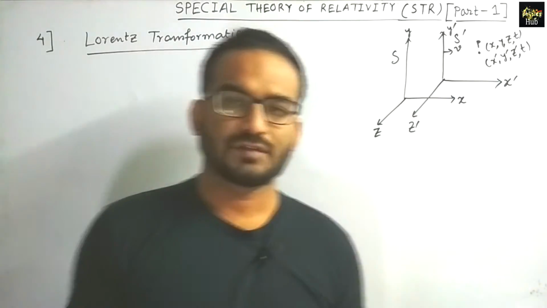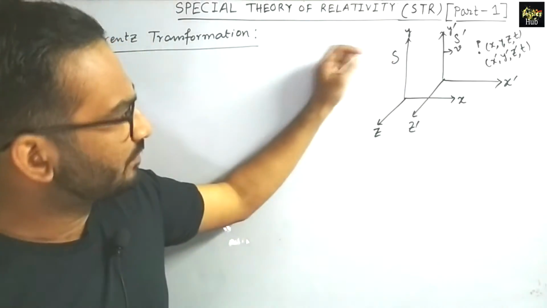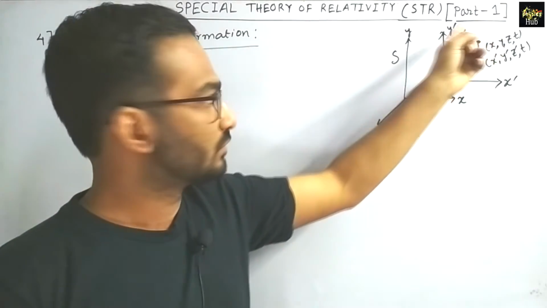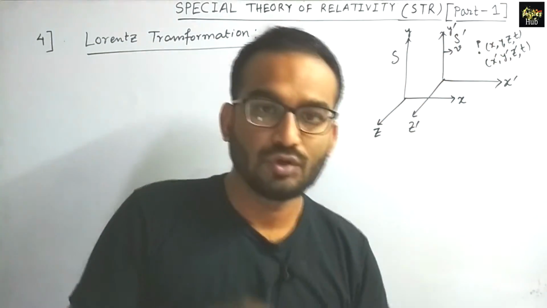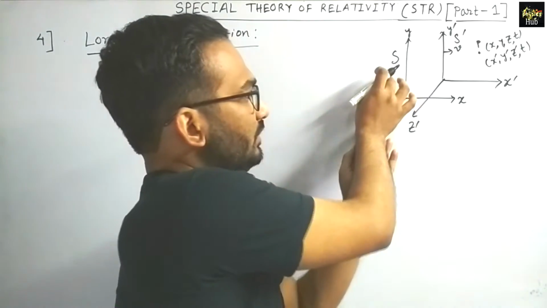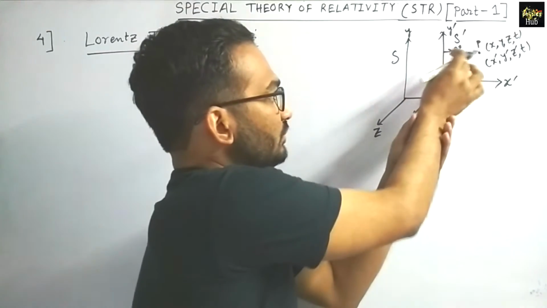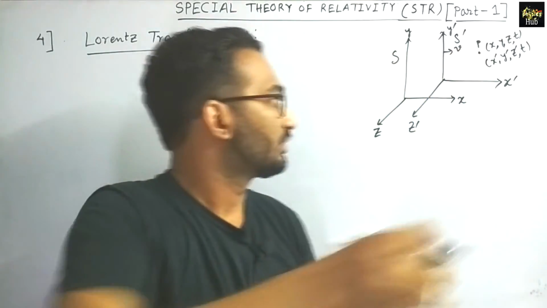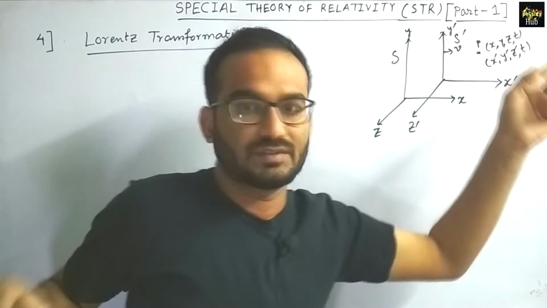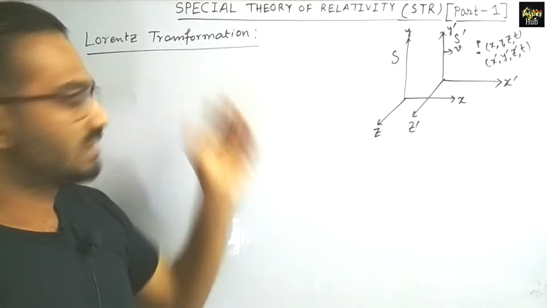Now let's talk about Lorentz transformation. To discuss Lorentz transformation, we take the same example. One frame S is called the unprime frame, and as there is a prime, the other is called the prime frame. The prime frame moves with respect to the unprime frame with some velocity v, and for the point P, these are the coordinates with respect to the prime frame and unprime frame. Now how they are related is given by this Lorentz transformation.